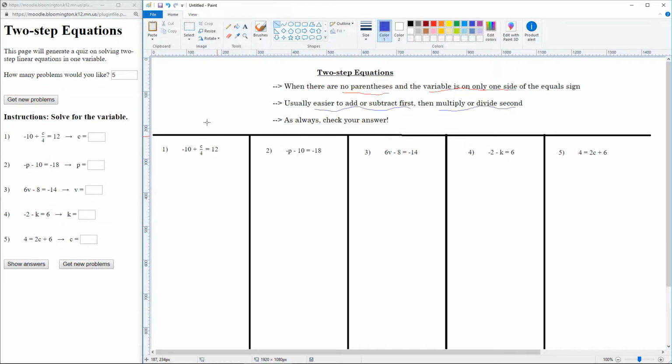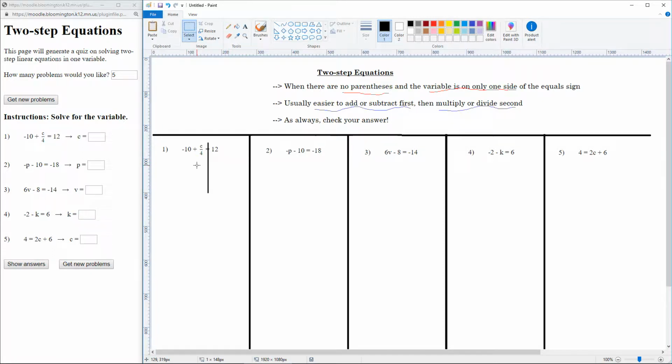A good rule of thumb to help you make sure that you're solving correctly is to split up your equal sign with a vertical line, so that whatever steps we take, we always do them on the left side of the line we drew and the right side of the line we drew.